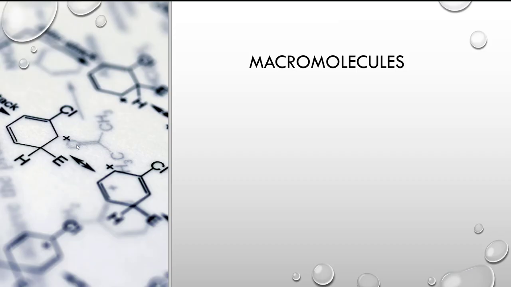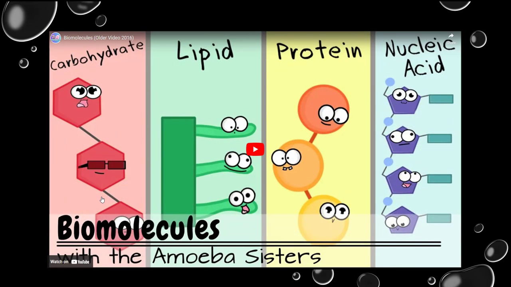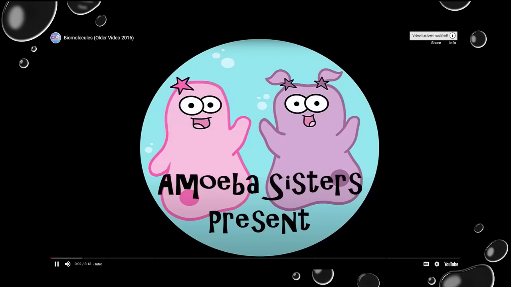Okay, so now that we have a basic understanding of organic compounds and the molecules and how molecules are built, we're going to take a look at the four major macromolecules of life. So in this video, we're going to learn about the carbohydrates and the lipids. And then in the second video, we'll finish it off with the proteins and the nucleic acids. So we're going to start out our learning of the macromolecules with our Amoeba Sisters video.